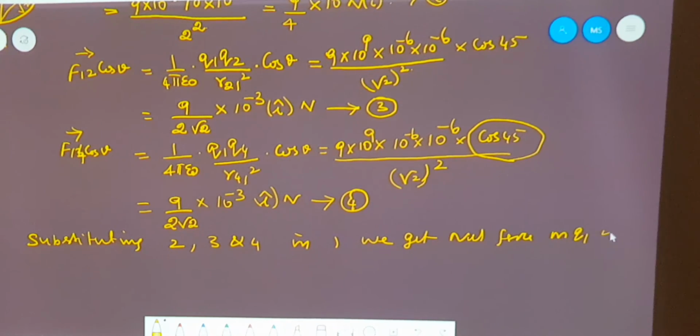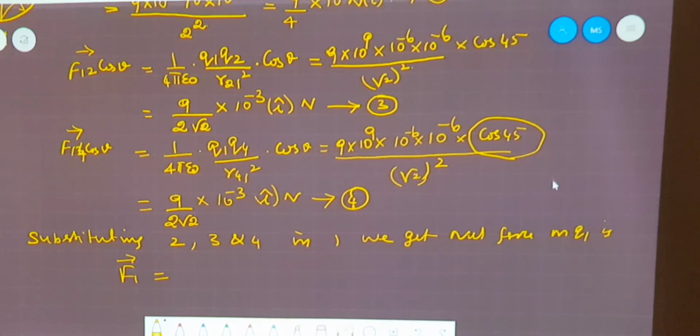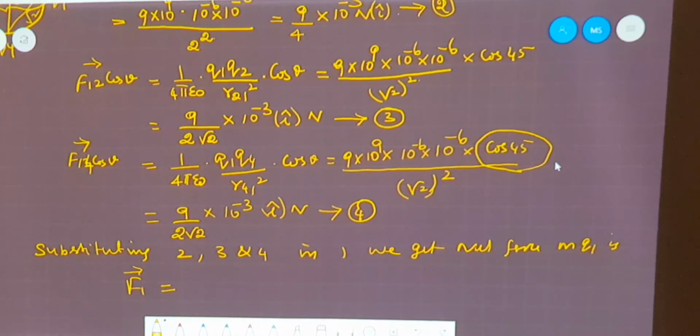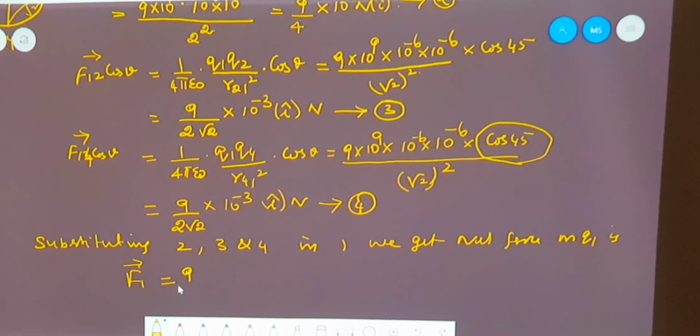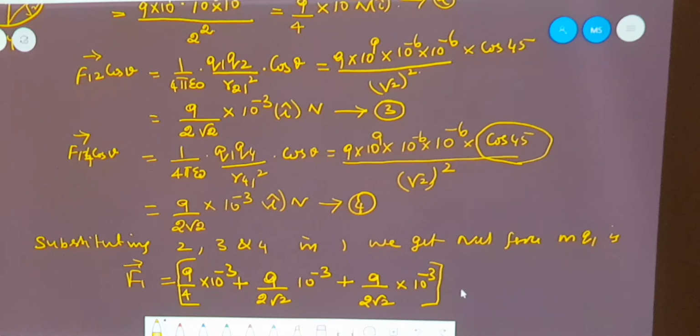Net force on Q1, F1 vector, is equal to, what is equation number 2? You see, equation number 2 is 9 by 4 into 10 power minus 3. So, I am writing here 9 divided by 4 into 10 power minus 3, plus equation number 3, 9 divided by 2 root 2 into 10 to the power of minus 3, plus again equation number 4, 9 divided by 2 root 2 into 10 to the power of minus 3. All these act along the positive x-axis. So, I can write it as i cap Newton.